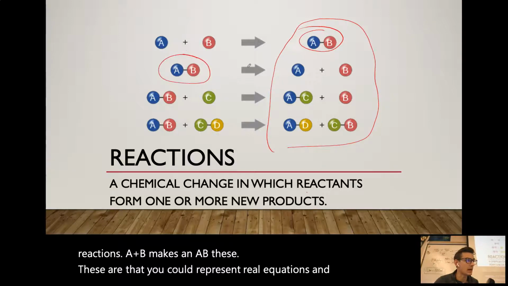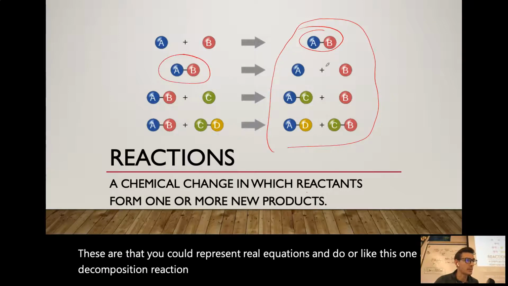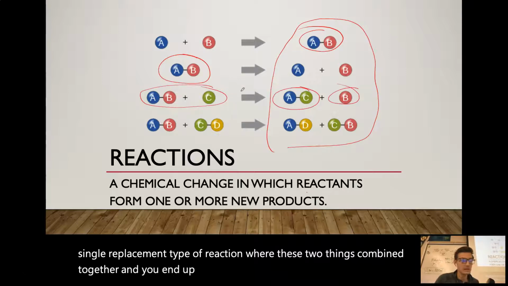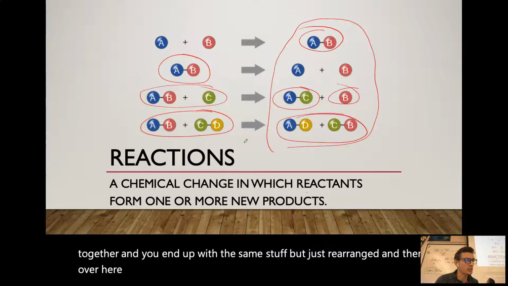Or like this one, a decomposition reaction where something gets separated. Or this is that single replacement type of reaction where these two things combine together and you end up with the same stuff but just rearranged. And then over here, this double replacement reaction where both partners change.